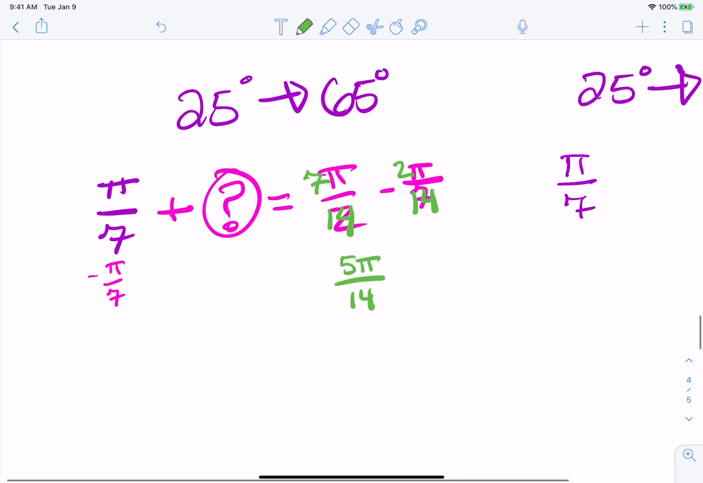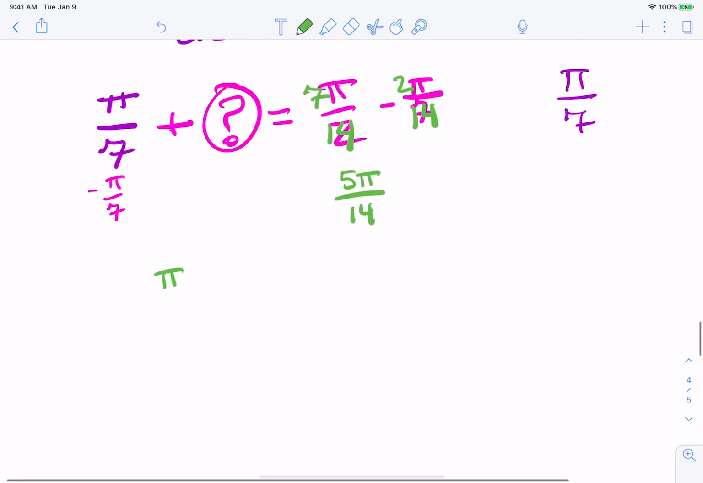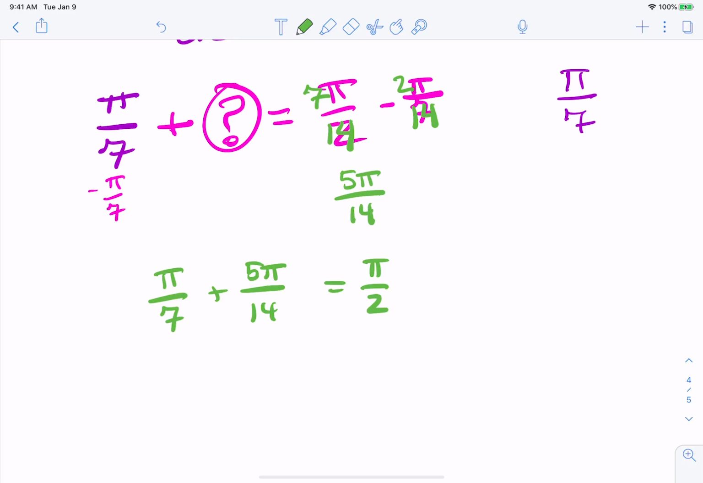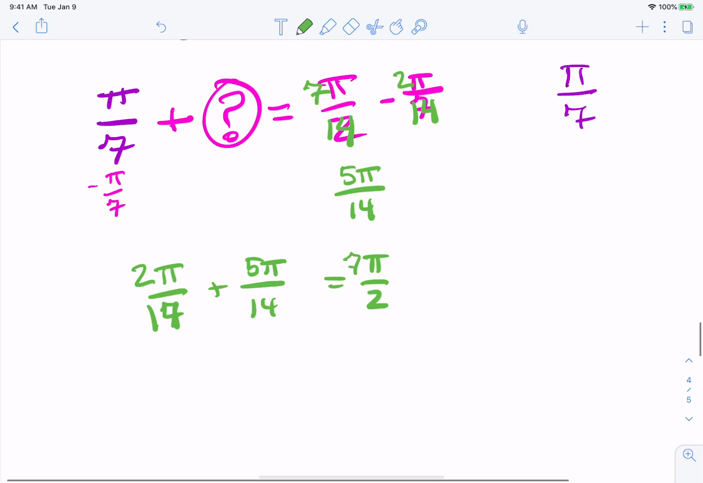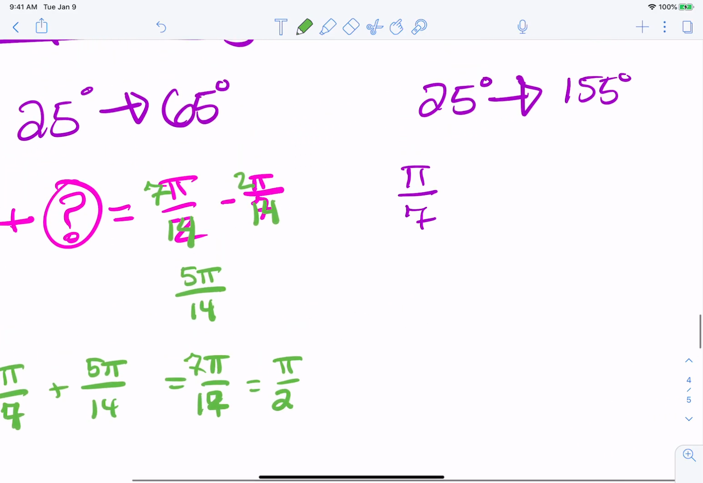To check my answer, pi over 7 plus 5 pi over 14 should add up to be pi over 2, right? Those two should add up to be 90 degrees. Pi over 7 is 2 pi over 14. Does 2 pi over 14 plus 5 pi over 14 make 7 pi over 14, or pi over 2? Yeah. Okay.